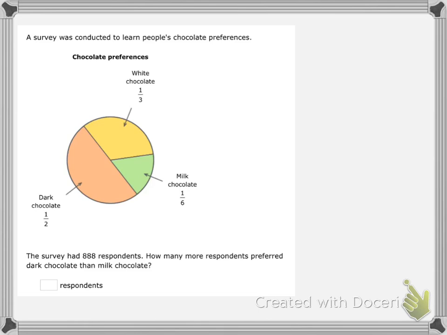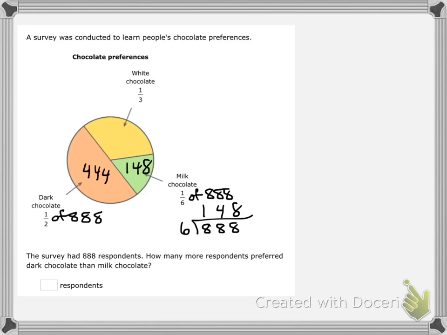We're going to take half of 888 to figure out the number of dark chocolate respondents, and that really means a half times 888, which is 444. The milk chocolate, we're going to take 1/6 of 888, which means I'm going to divide 888 by 6. And you can pause it and type this into your calculator if you like. We should end up with 148 here. And then we could take 1/3 of 888 to figure out how many responded with white chocolate. We don't need that information to answer the question, so I'm going to skip that for now.